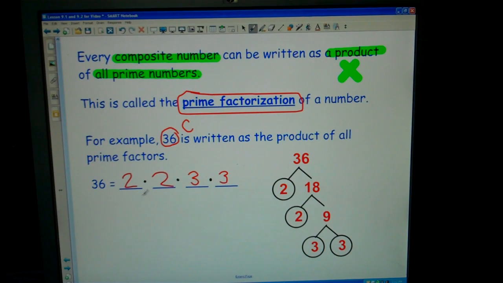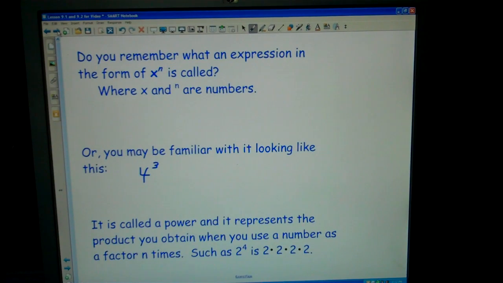Well, let's test it out because I'm not sure I trust it. 2 times 2 is 4. 3 times 3 is 9. 9 times 4 is 36. Very good. Very good. That is called prime factorization. Taking a composite number and breaking it down into just prime numbers. Okay? So, here we go.